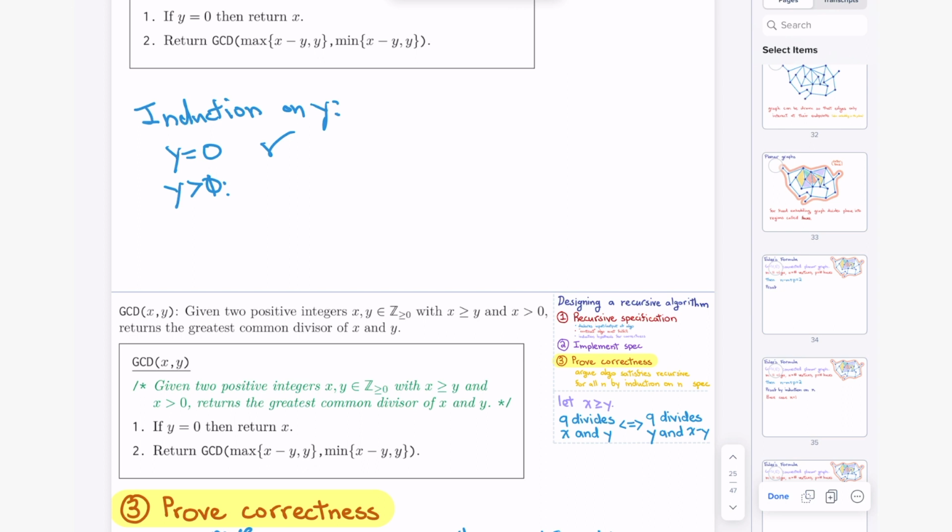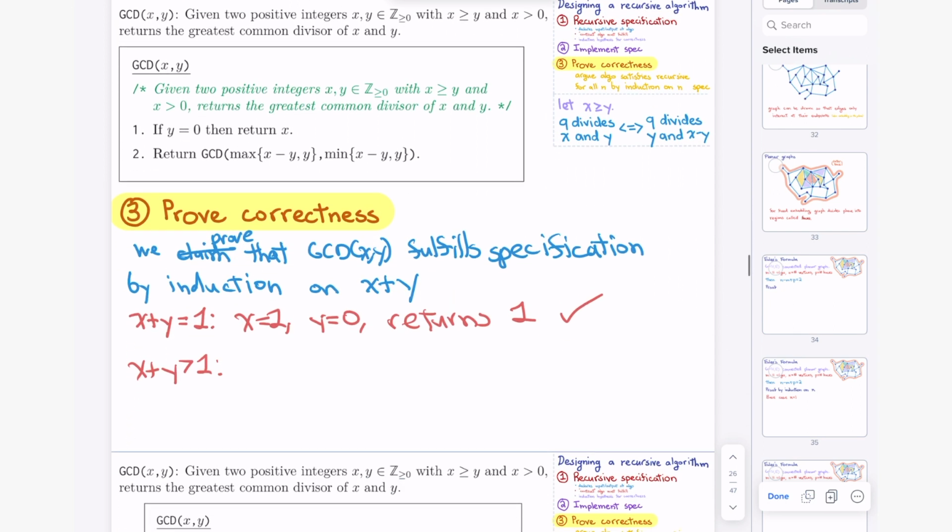Now, okay, what's one challenge about this? y might not actually go down from one call to the next. So actually, I think x plus y is okay. There's going to be ultimately a couple different ways you could have done it, but we'll stick with x plus y.